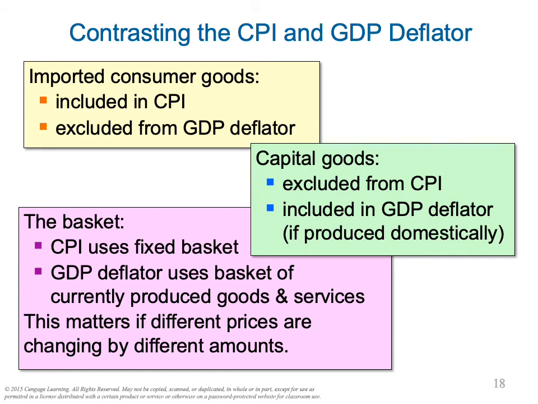Thinking about the contrast between the CPI and GDP baskets, of course, CPI uses a fixed basket of consumer goods, whereas the GDP deflator uses a basket of currently produced goods and services. And the important point here is that this will matter if different prices are changing by different amounts. Most importantly, if consumer-type goods are changing in ways that are different from other goods and services in the economy, perhaps capital goods are not increasing in price as rapidly or something like that, that's basically when it would matter.